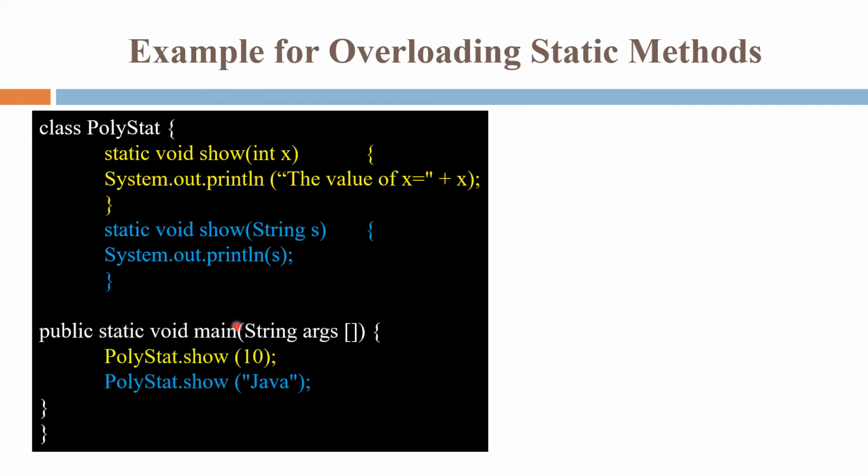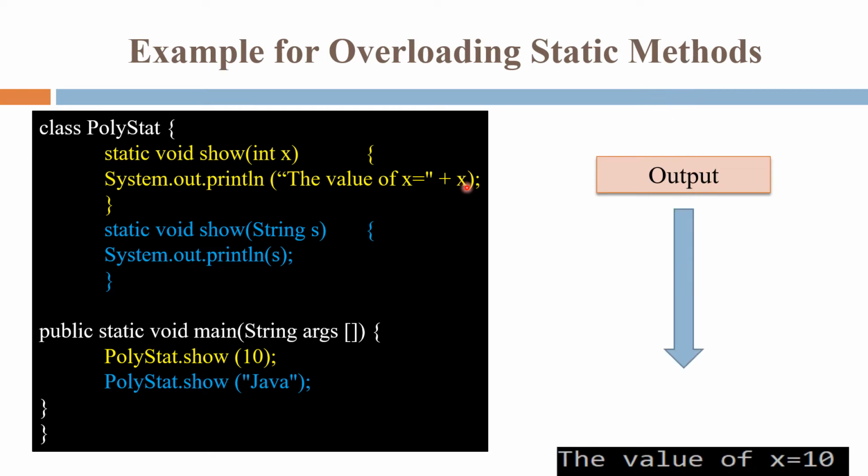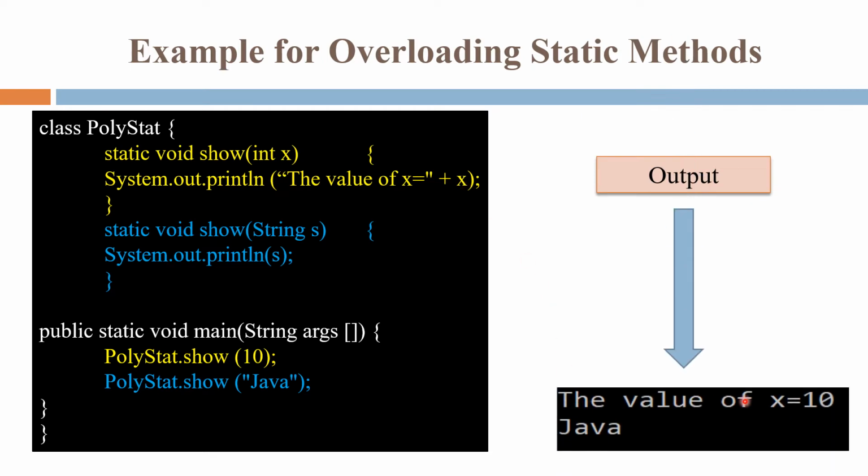Now we have a main method here, public static void main. In this main method we are calling the show method. Both the show methods are static methods, so static methods are class methods. That is the reason why we are calling the show method by using the name of the class, polystat dot show. To the first method call we are passing the value 10. Because we are passing an integer value, this method call will invoke the method definition that is taking an integer value, and it will print the value of x is equal to 10. So when we execute, you will get this output: the value of x is equal to 10.